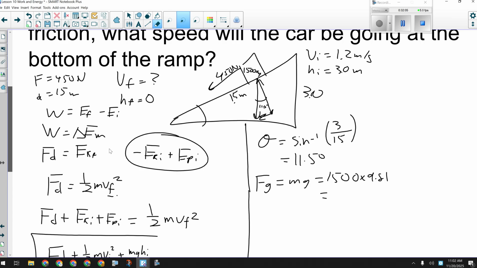Okay, so 14,715 newtons. Now I got that. Now I got to get F parallel. So that's another calculation. Sine of 11.5 times 14,715.